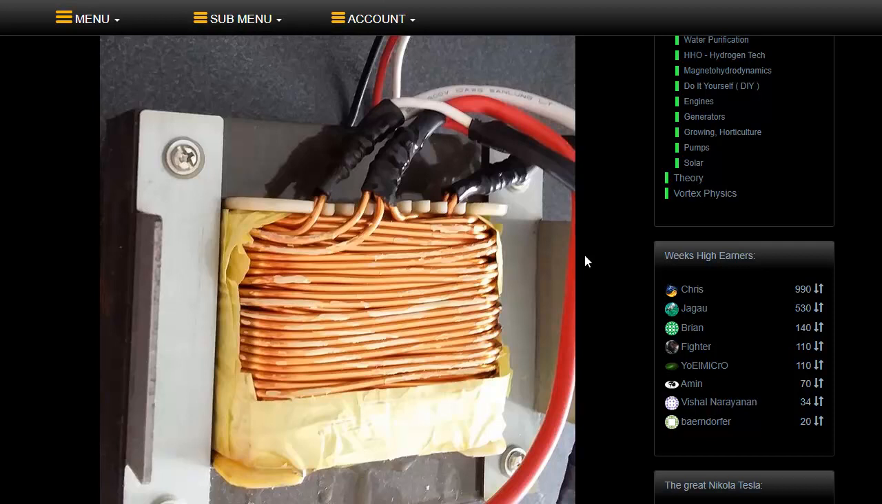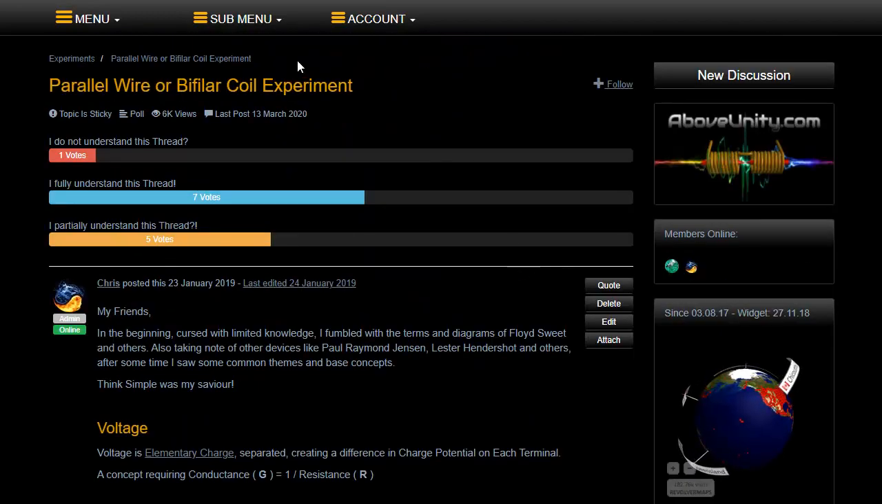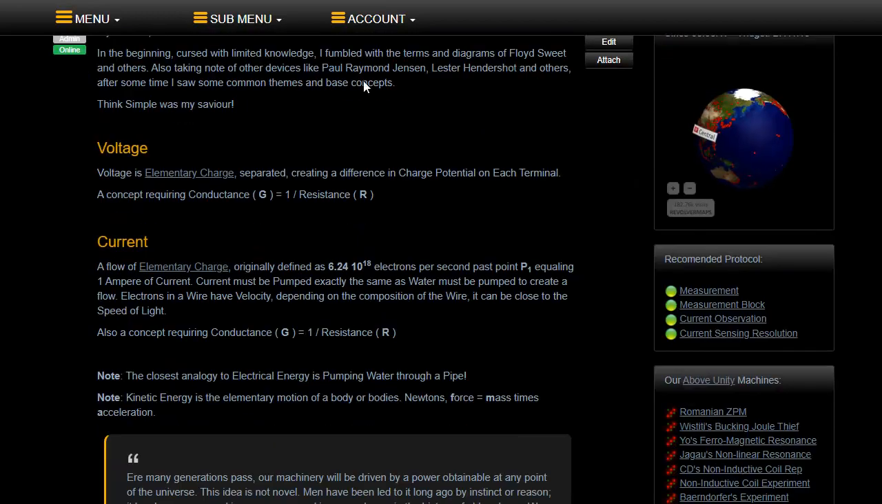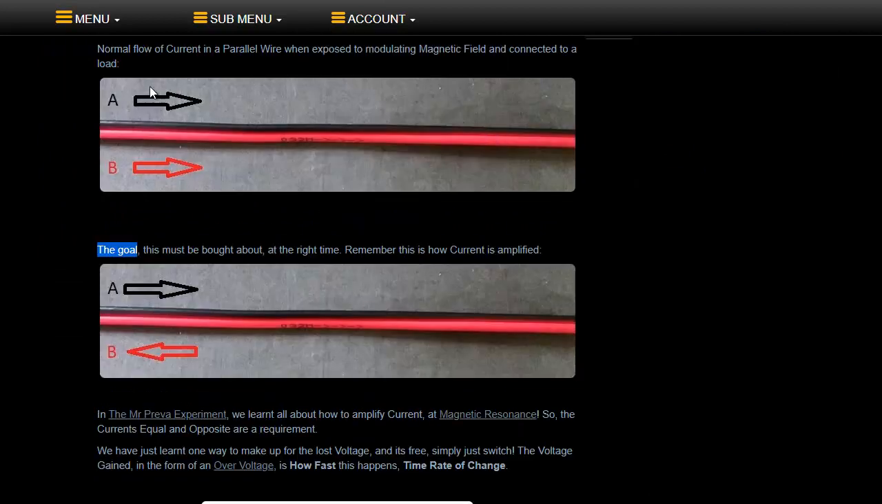Okay, so what we're going to do now is, I've given you a bit of background. So our thread on parallel wire bifilar coil, we went through and we basically gave this analogy. Typically in a conventional transformer you would have current in a parallel wire going the same way. So ends tied out to a load, current would go the same way. To get around Lenz's law, to make sure that your magnetic fields are not exerting a force on the primary coil, all you need to do is cancel your secondary coil magnetic fields.